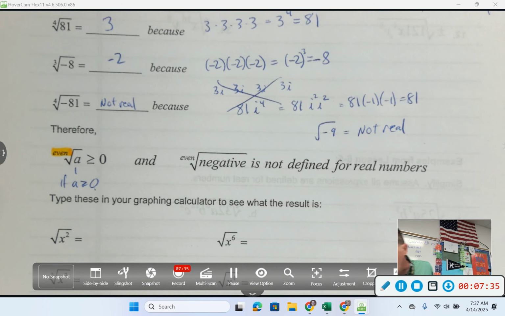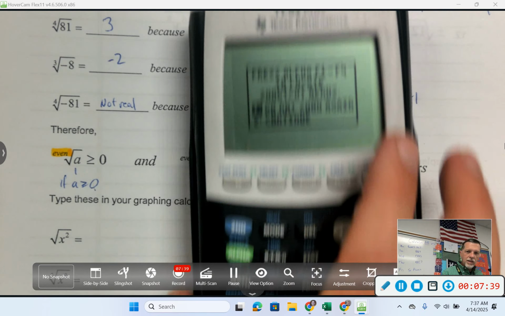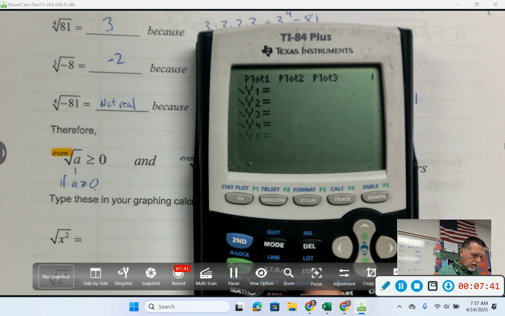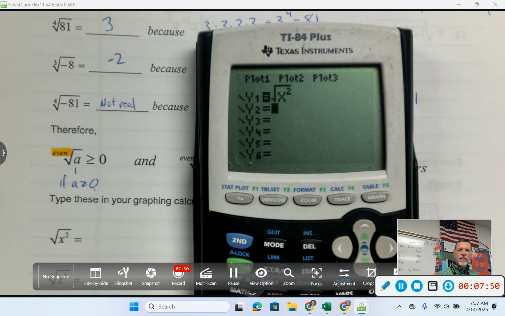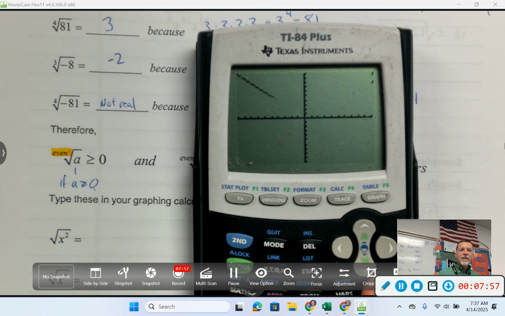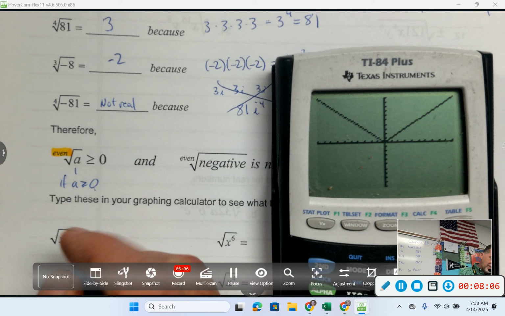Oh, I didn't tell you to grab a calculator, but you can just watch on mine. Let's see. What do you think the square root of x squared looks like? Square root of x squared. So what are you thinking? Yeah. Oh, wait. What's going on there? You're right. That's the absolute value of x.